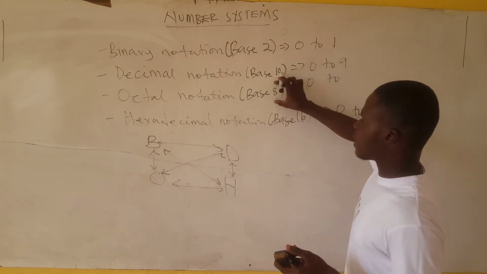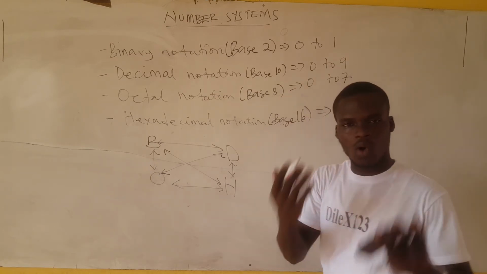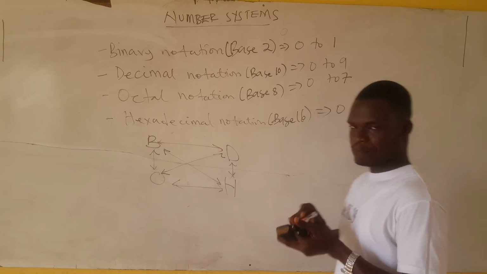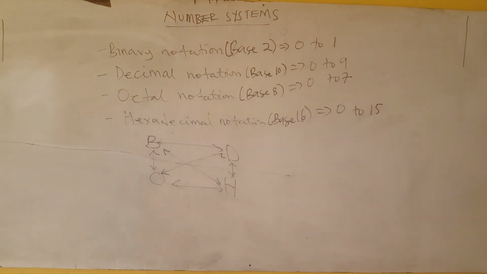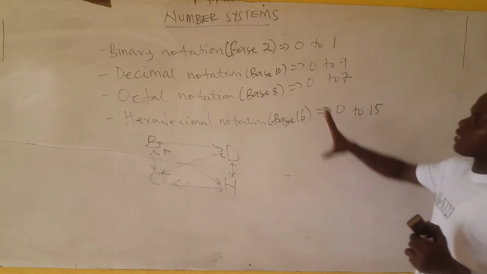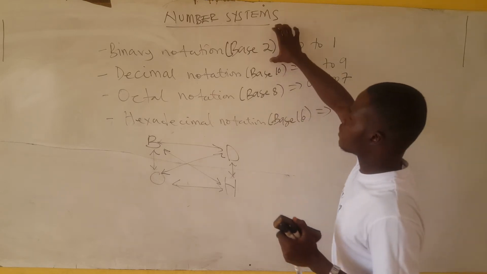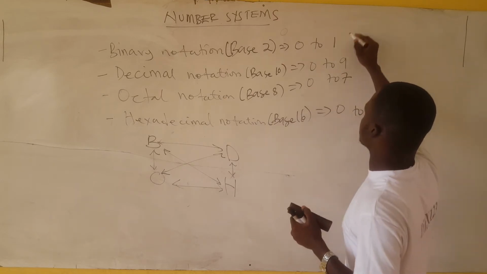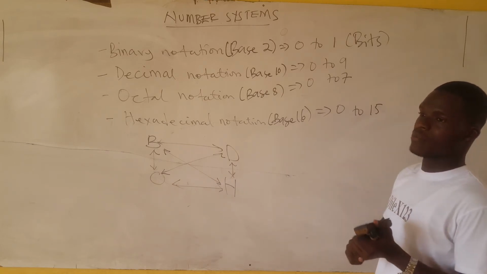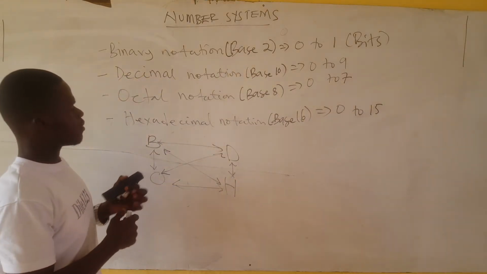Now for base 8, can you guess? We use from 0 up to 7, because 7 is the positive integer that comes before 8. For the hexadecimal notation, we use from 0 up to 15. Now, let's move on. The numbers used in binary, the zeros and ones, we call bits. Bits means binary digits. We also have the decimal, the octal, and the hexadecimal.